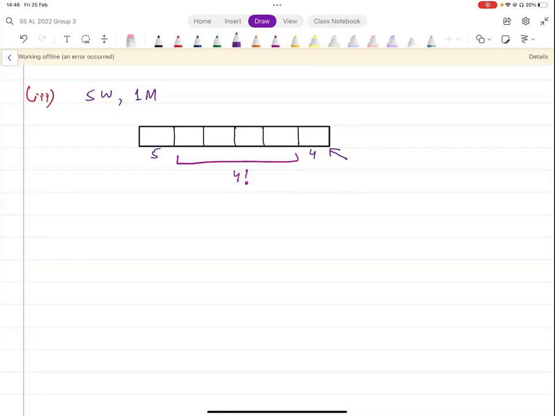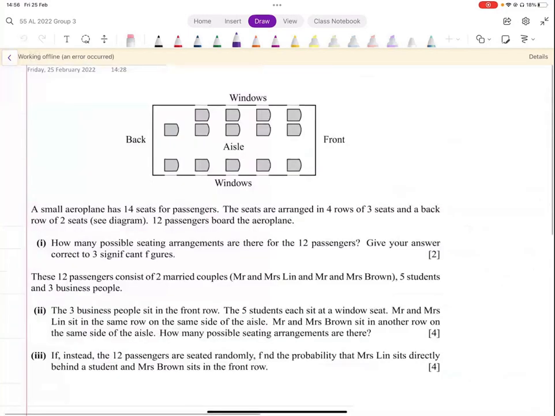And now we can just multiply them. We have 5 into 4 into 4 factorial. And that will give you the result. Theek hai? What do we get in this case? 480. So that's the number of arrangements that you have. Let's do this.